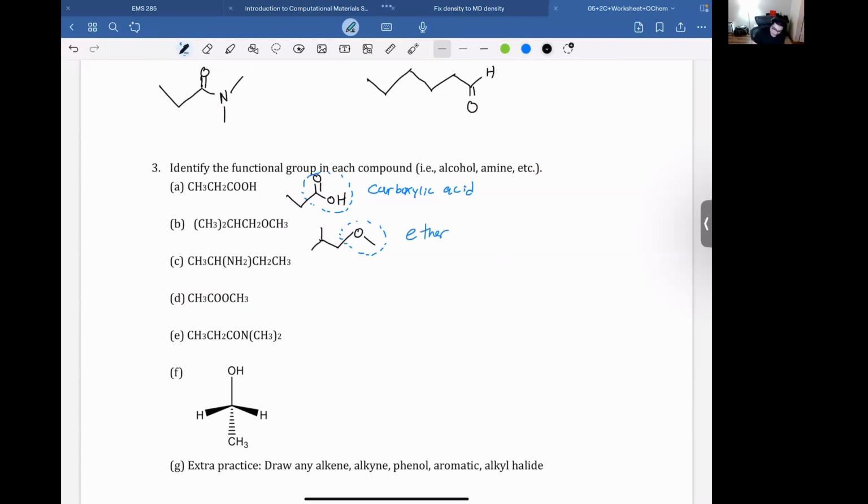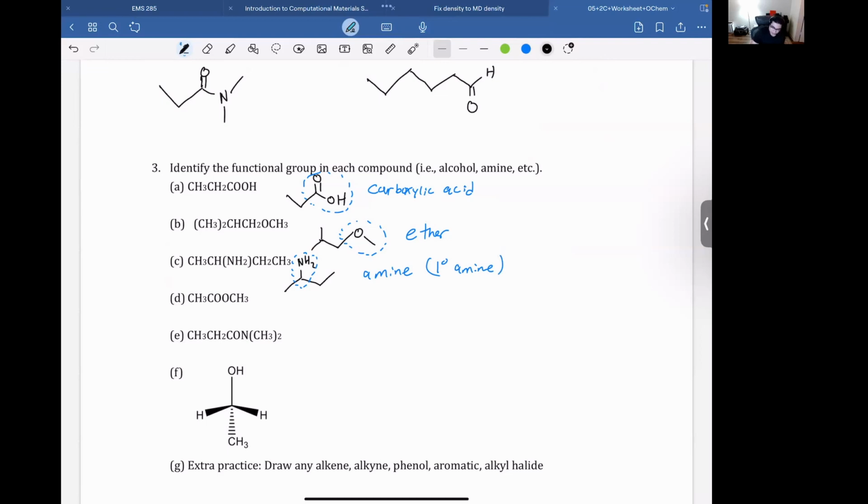Moving on to C. Again, you can draw it out. CH3 is connected to this CH, which has the NH2 group. And then it's also connected to CH2, and then that's connected to CH3. So you should get this. Over here, this is the amine functional group. If you want to be very specific, this ends up being a primary amine. It tells you how many carbons it's connected to.